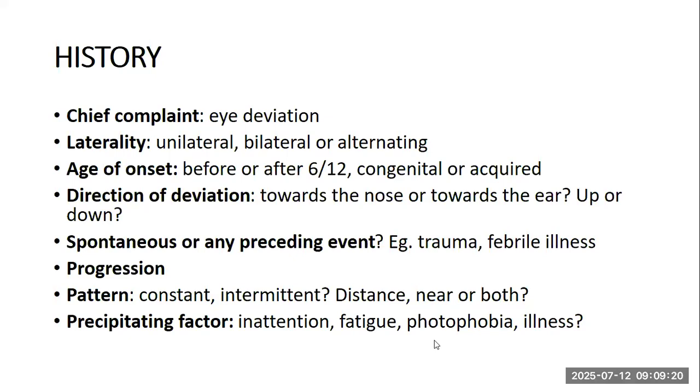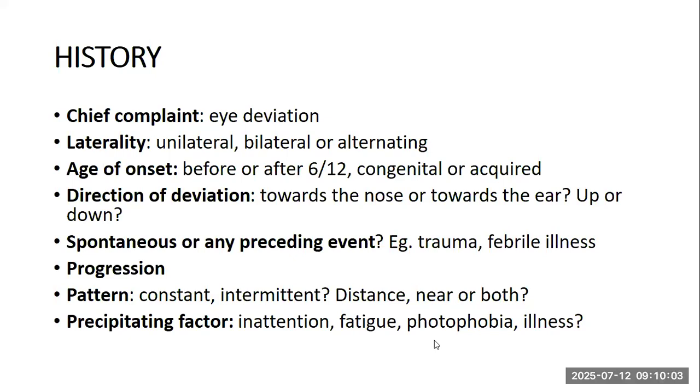Also, you want to know the age of onset of strabismus, because in some conditions, there's a transient deviation before the age of 4 months. So by 6 months, if the strabismus is still there, you know that, okay, yes, this is not the transient form of strabismus. So you want to know the age of onset of this strabismus. Also, the direction of deviation, you'd want to find out from the mother. Now, you want to also find out if it's spontaneous or if it occurred following trauma, following a febrile illness, or anything that preceded the onset of the strabismus.